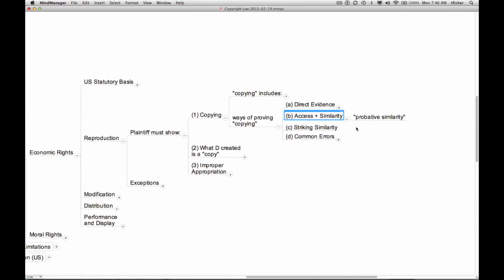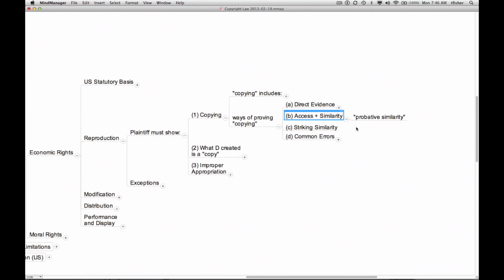Its role, to repeat, is to support an inference that the way the defendant created his work was wrong, not that the amount he took was too much. The courts, unfortunately, sometimes conflate these 2 types of similarity, but you should not.